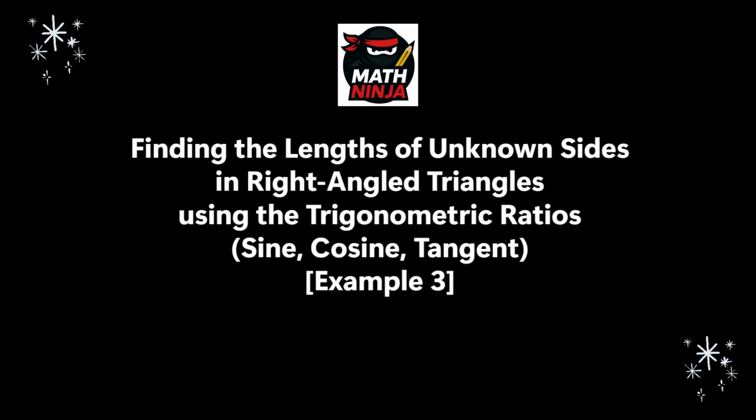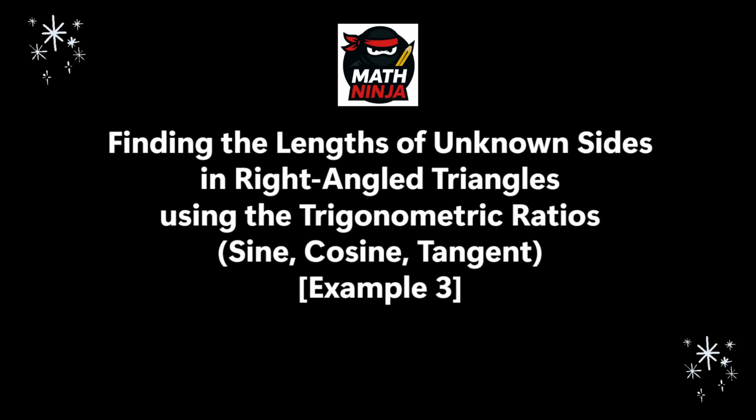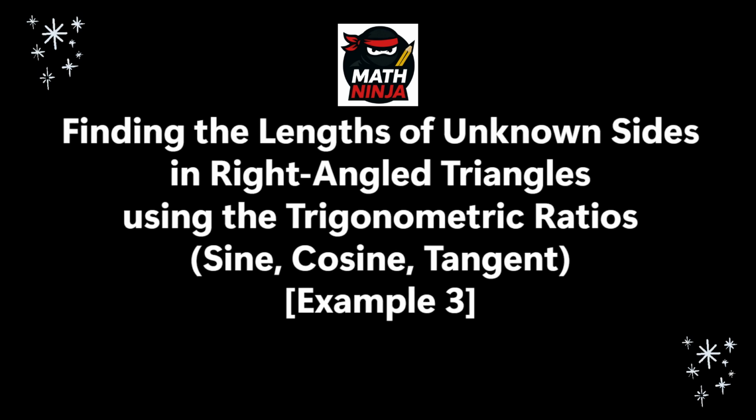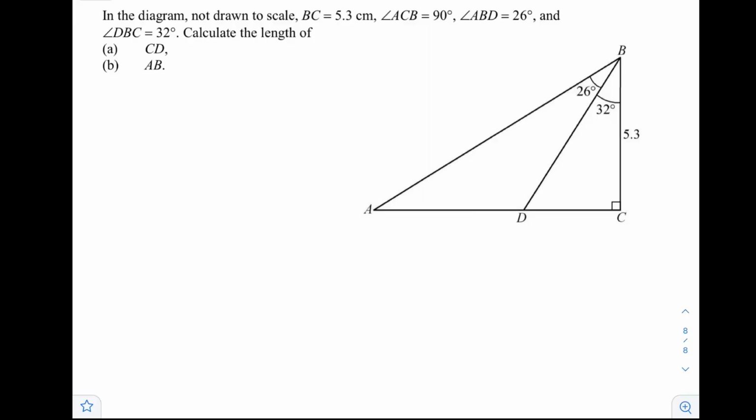In this video, we will learn how to find the lengths of unknown sides in right-angled triangles using the trigonometric ratios. In this next question, we need to start by finding the length of CD. So we can see that CD is part of this right-angled triangle over here, right? And in this right-angled triangle, what we are given is the reference angle of 32 degrees.